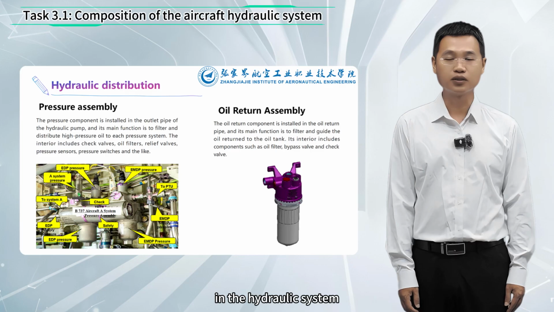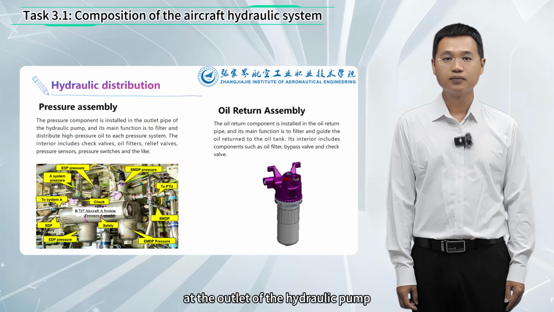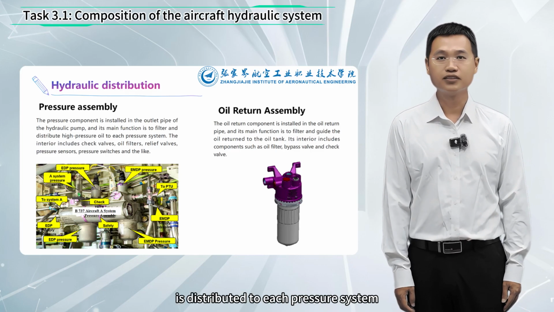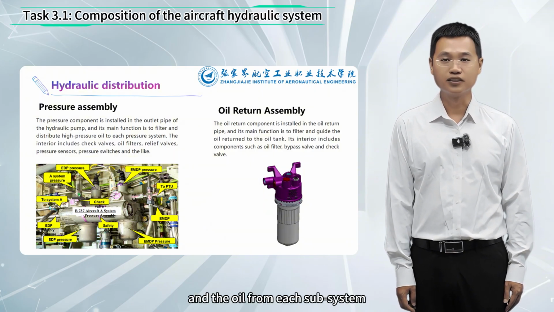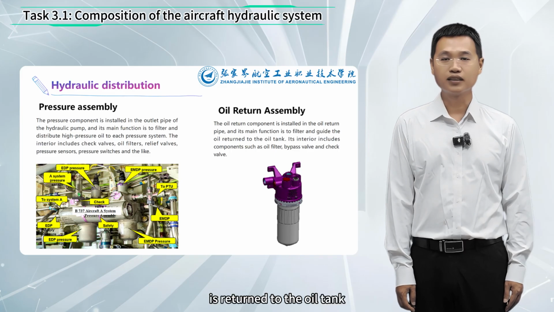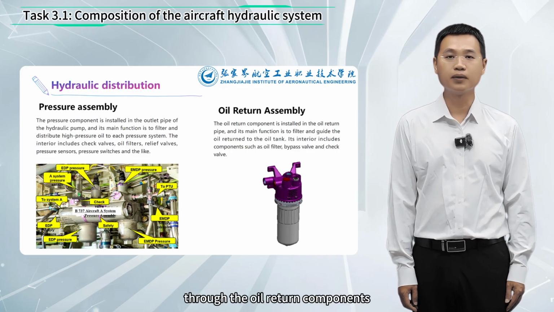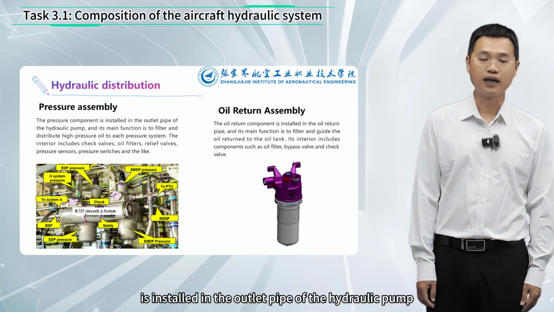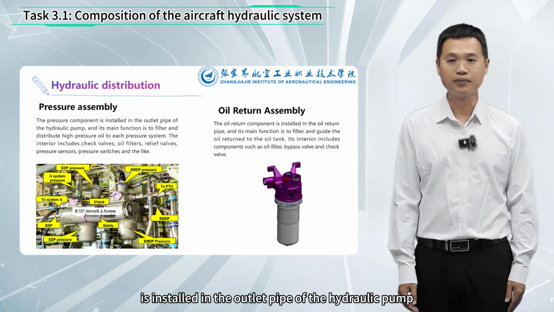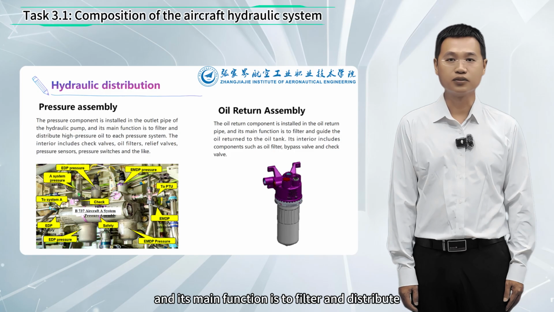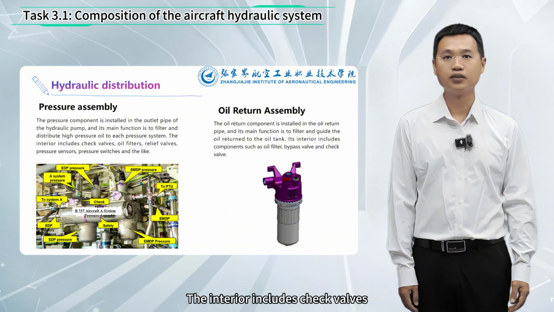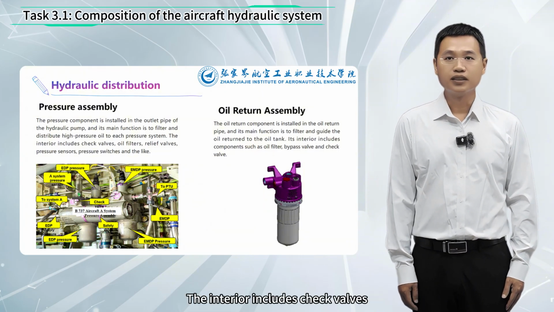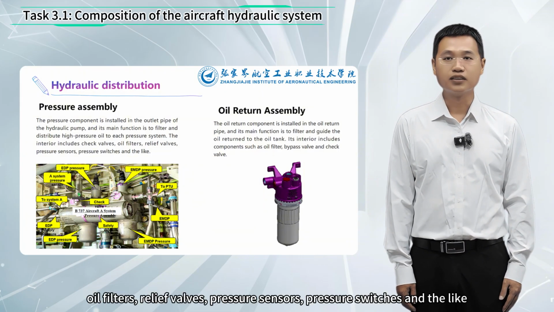In the hydraulic system, the high-pressure oil at the outlet of the hydraulic pump is distributed to each pressure system through the pressure components, and the oil from each subsystem is returned to the oil tank through the oil return components. The pressure component is installed in the outlet pipe of the hydraulic pump, and its main function is to filter and distribute high-pressure oil to each pressure system. The interior includes check valves, oil filters, relief valves, pressure sensors, pressure switches, and the like.